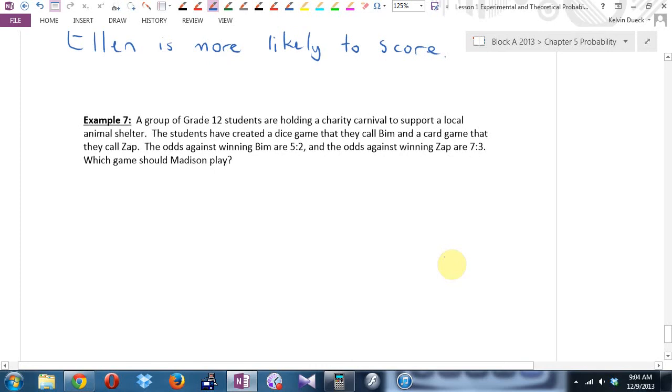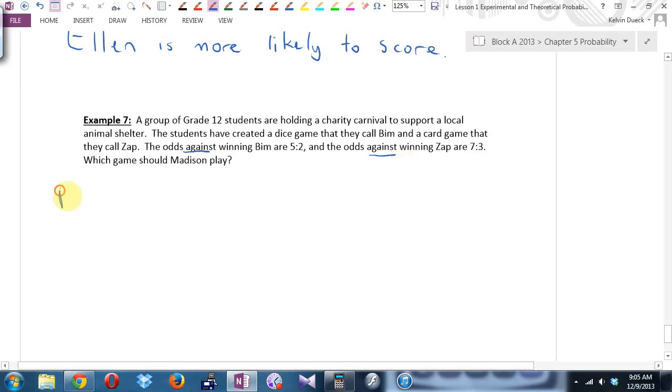A group of grade 12 students are holding a charity carnival to support a local animal shelter. The students have created a dice game that they call BIM and a card game that they call Zap. The odds against winning BIM are 5-2, and the odds against winning Zap are 7-3. Which game should Madison play? Let's look at the odds of winning, because if this is against winning, I'd like to know the odds of winning. That's what's going to tell me what to play.